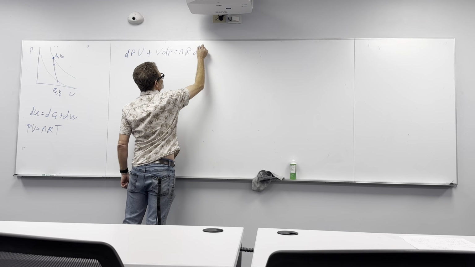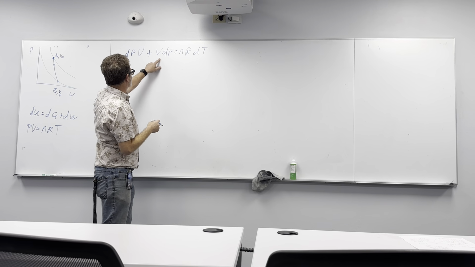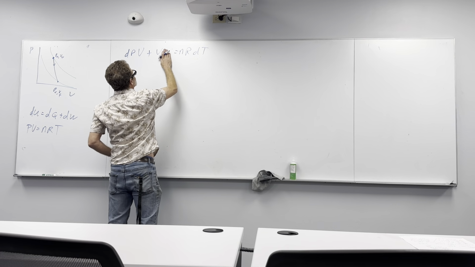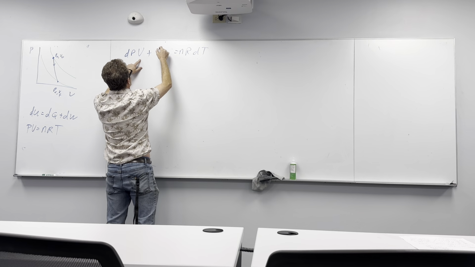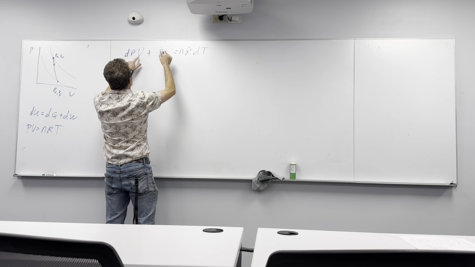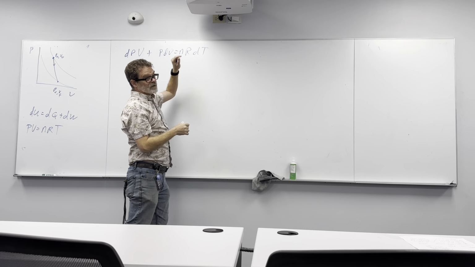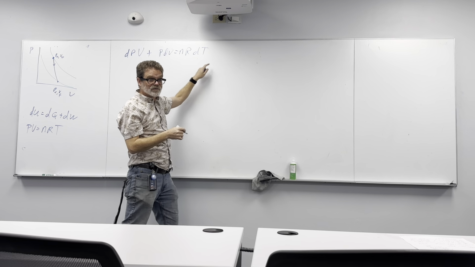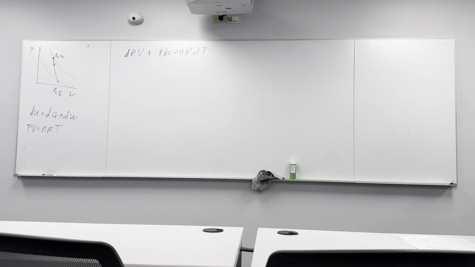Equals nR dT. So I took a little change in pressure, a little change in volume. Oh, this should be dV. I got dP times V plus P times dV equals nR dT. Right, a little change in temperature. You see how I did this? This is what we call the infinitesimals. I'm just basically taking the derivative, a little change in this, a little change in that.